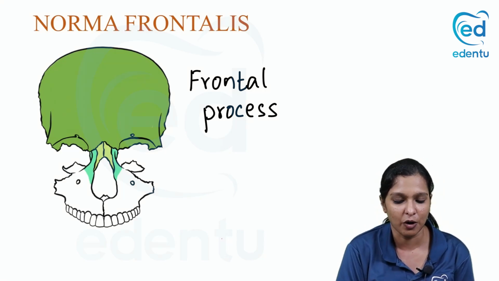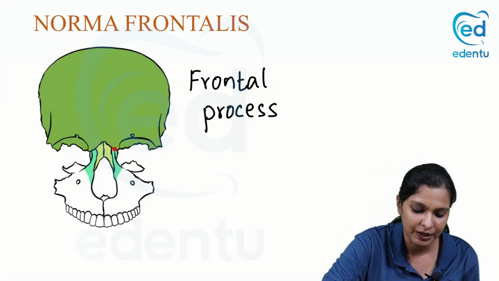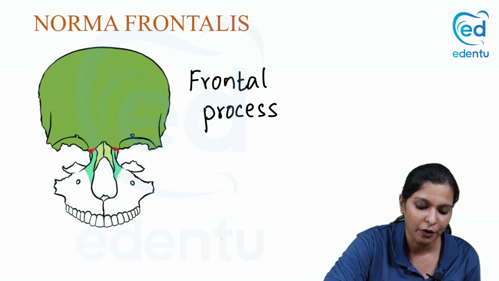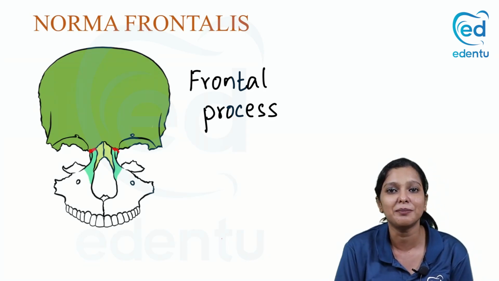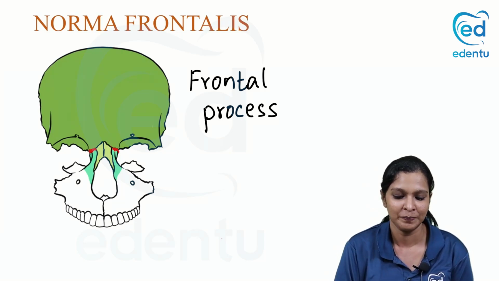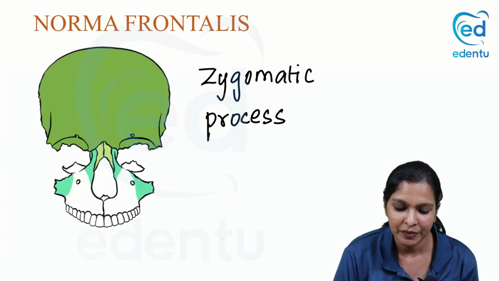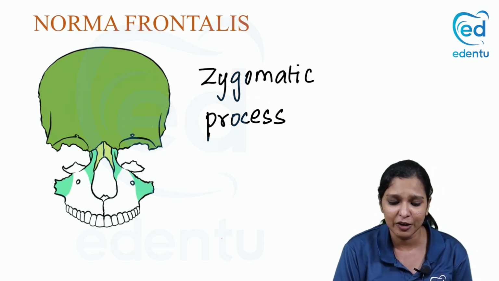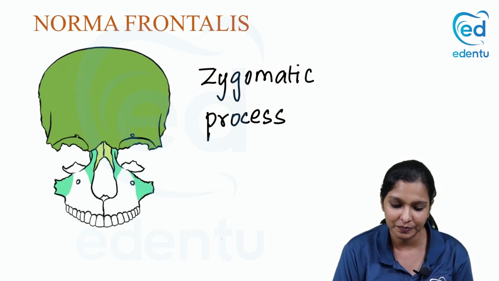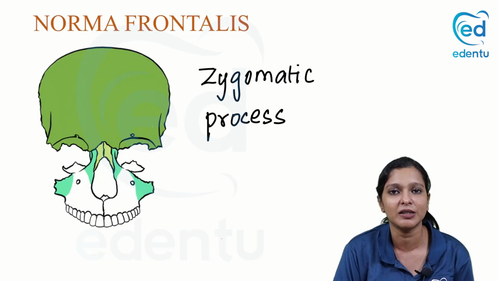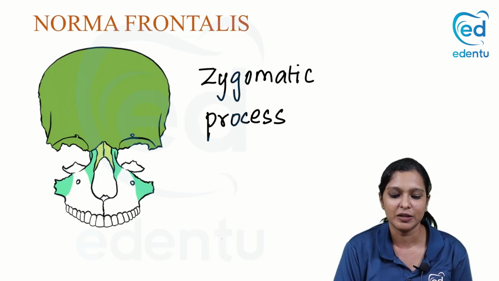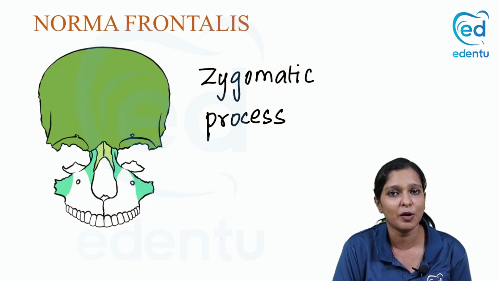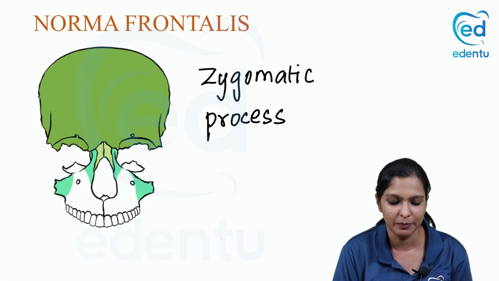Okay, so this is the frontal process, and the suture here is called the frontomaxillary suture, because the frontal bone joins the maxilla. And then we have the next process, which is called the zygomatic process. Now, what is the zygomatic process? We already saw such a process in the frontal bone as well. So, obviously, this process also is about to join the zygomatic bone.